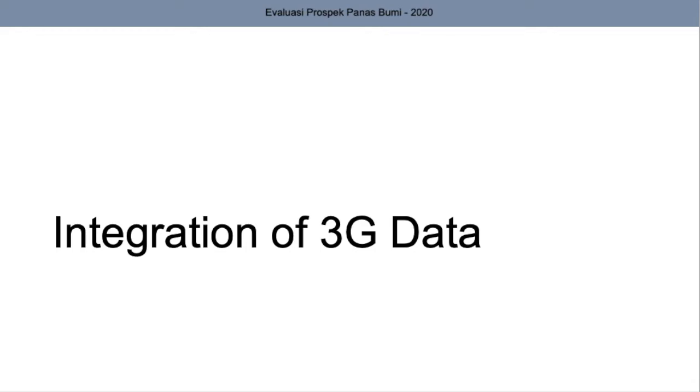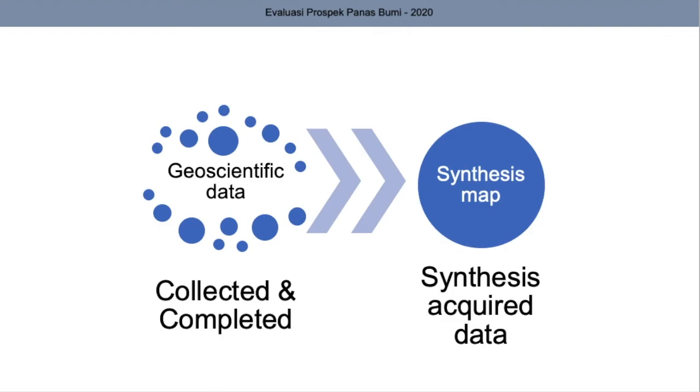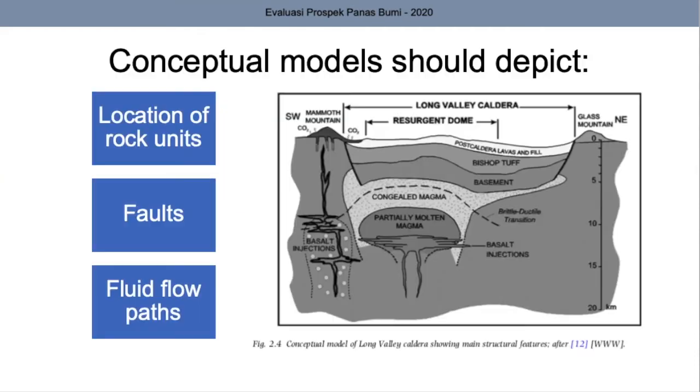And finally, we have to combine all the data that we have retrieved. The geoscientific data from the geological, geochemical, and geophysics aspects we then collect and complete, and then we compose a synthesis of the acquired data into a conceptual model. Remember, a conceptual model should depict the location of the rock units or the lithologies, the faults, and the fluid flow paths. At least you have to have these three aspects in a conceptual model.